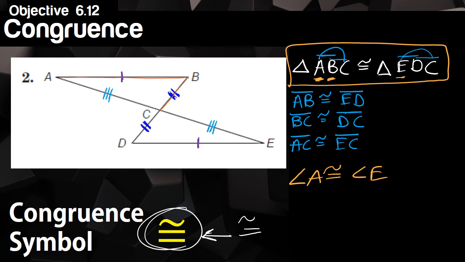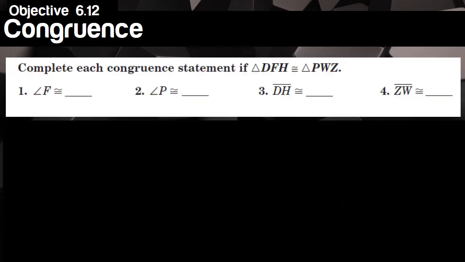So that means angle B is congruent to angle D. And last but not least, we have angle C that's also congruent to angle C. So now we're not even given the triangles here, but we just got some information here.